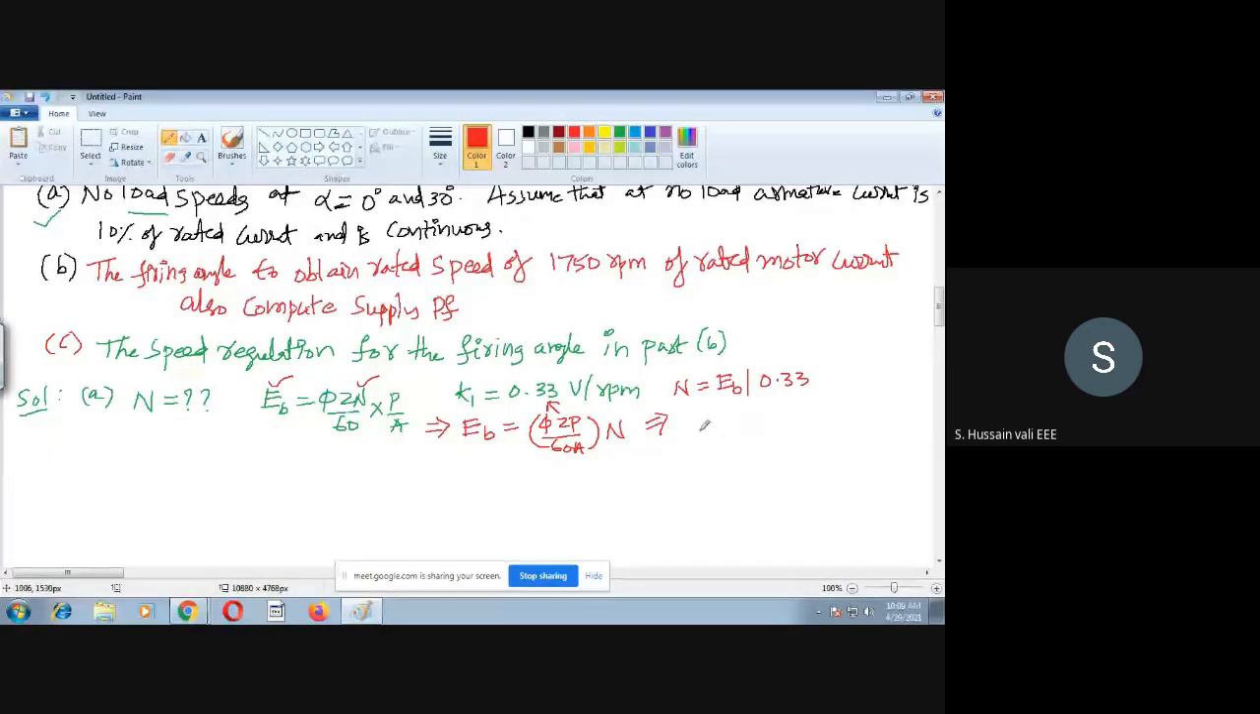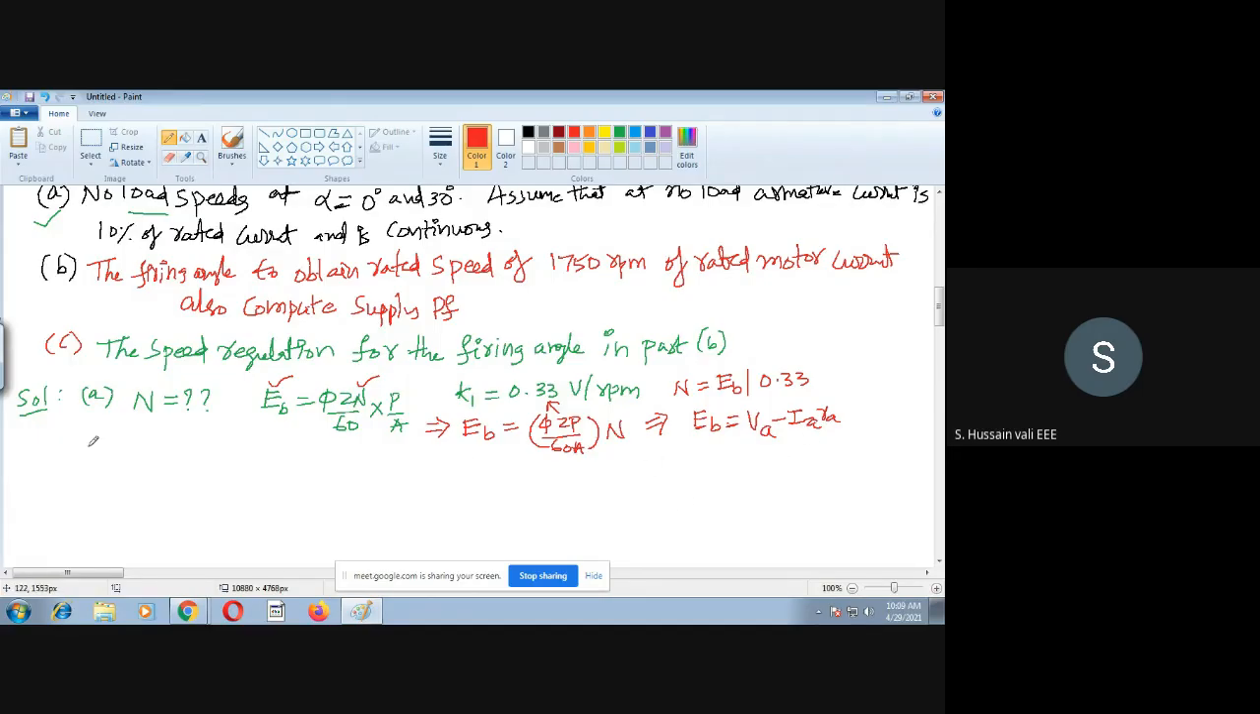One way to find EB is this. We have one equation for the separately excited DC motor, that is EB is equal to V naught or VA minus IA RA. So from this equation, if we find EB, then we substitute EB there and we'll get the answer. That's it. Now what is IA in the problem?